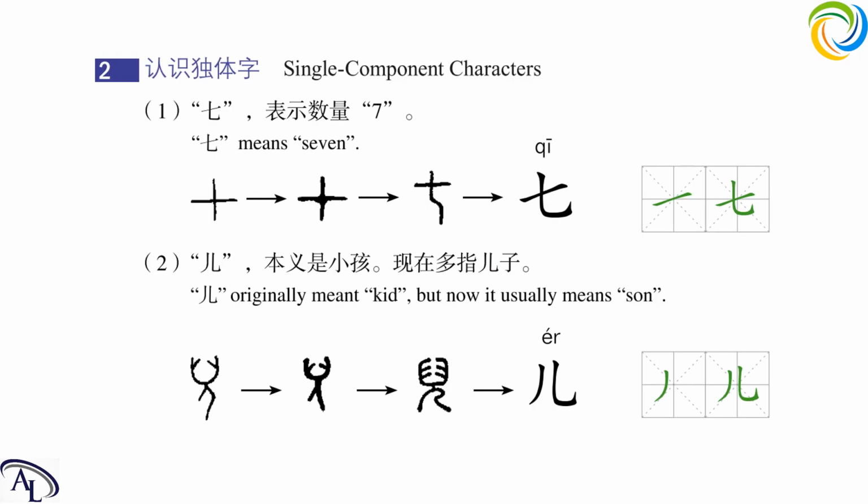Now let's move on to the single component characters for today. First one, 七, we just learned. It is a horizontal with a vertical curved hook. 七 means 7. Okay, next one we just learned, it means sun. It is written in this way.